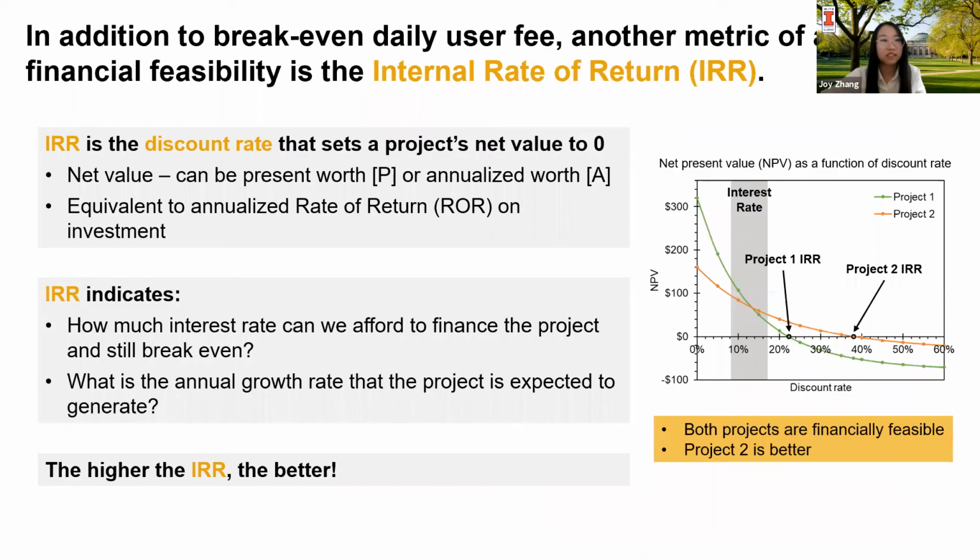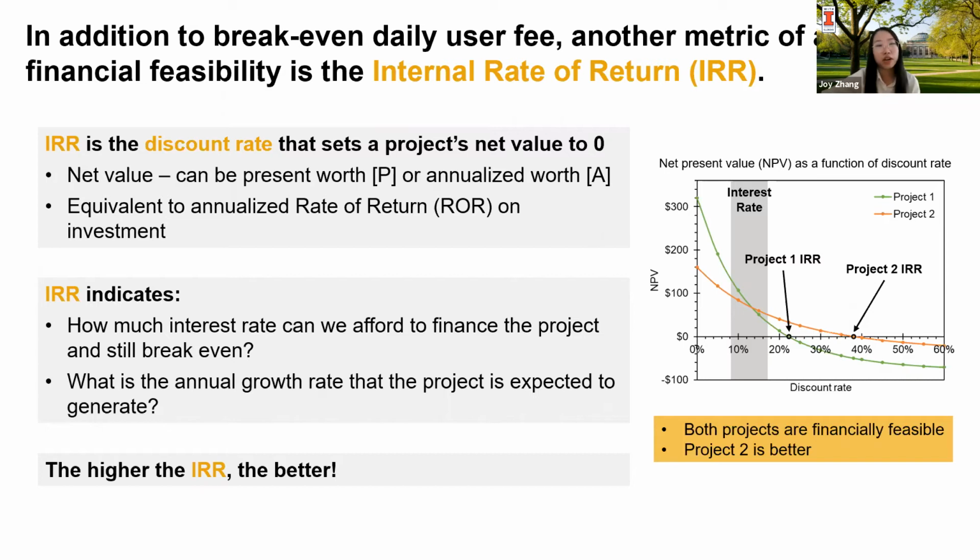So rate of return, we also formally name it internal rate of return, IRR here, is defined as the discount rate that sets a project's net value to zero. Like before, we can calculate this net value in terms of present worth or annualized worth. And this variable is often used interchangeably with the annualized rate of return on investment.